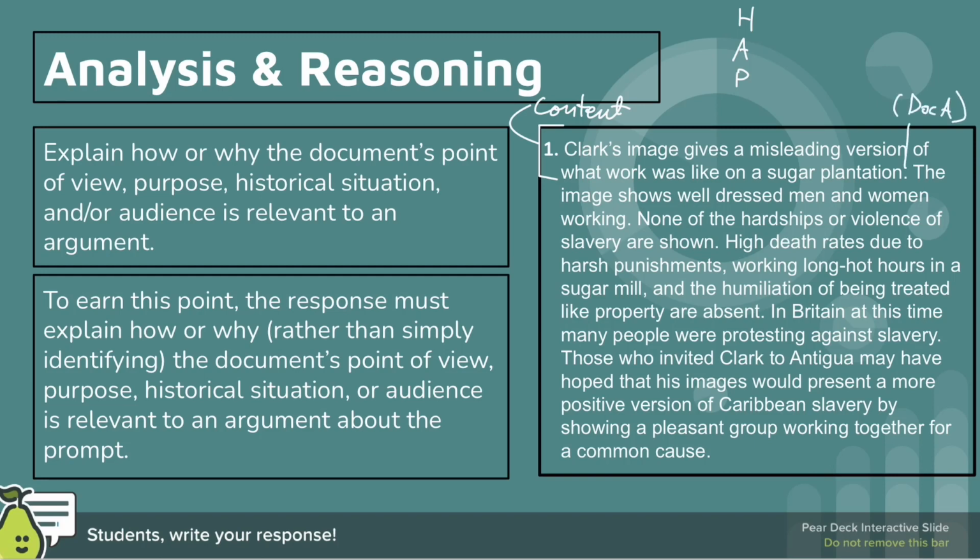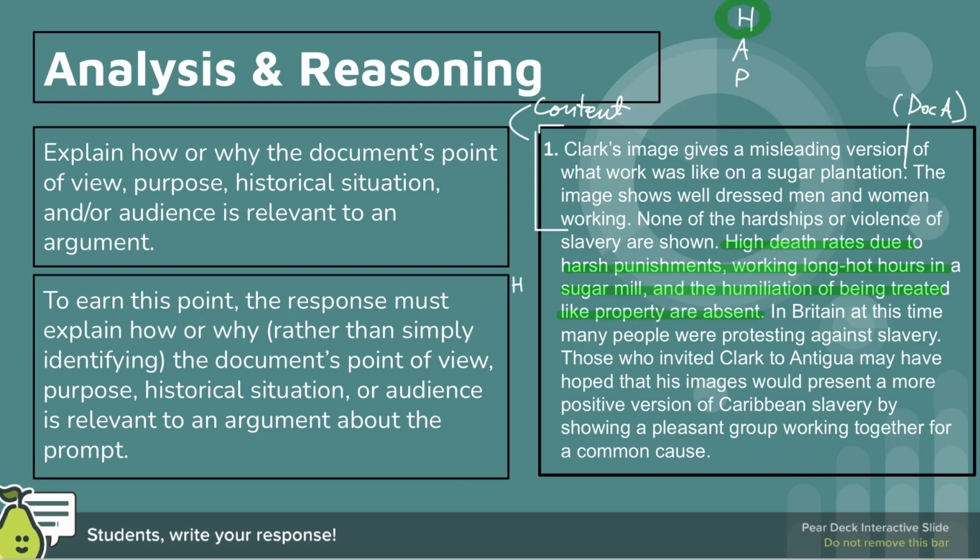The image gives a misleading version of what it was like on the sugar plantation. The image shows well-dressed men and women working. Again, showing content, what is actually in the image. None of the hardships or violence of slavery are shown. High death rates due to harsh punishments, working long, hot hours in a sugar mill, and the humiliation of being treated like property are absent. This is historical context. None of that's depicted in the image. That has to be information that you already know.